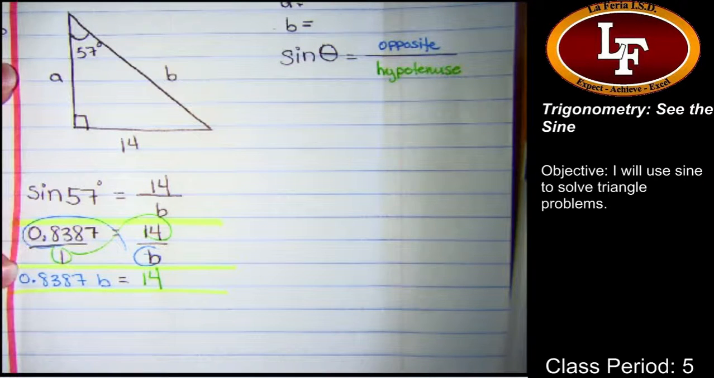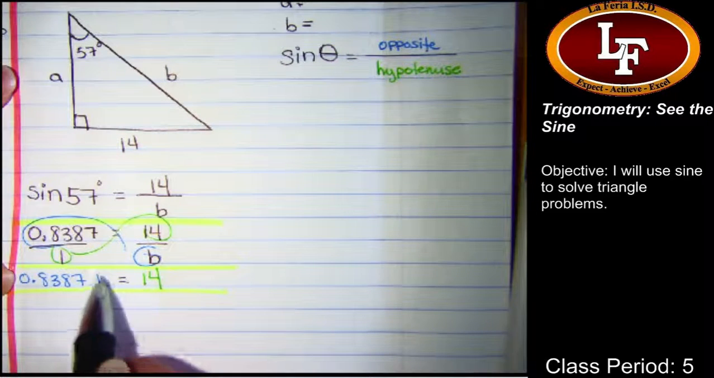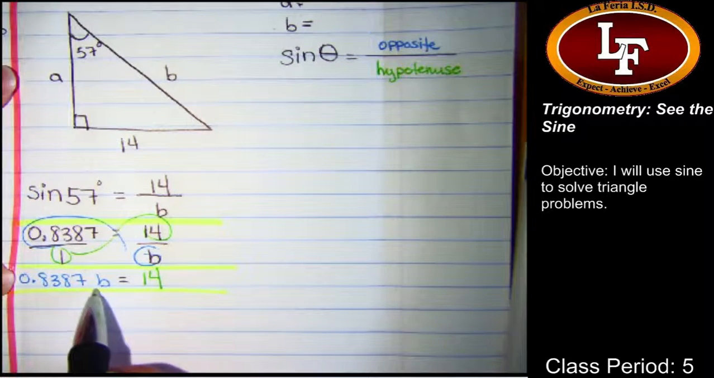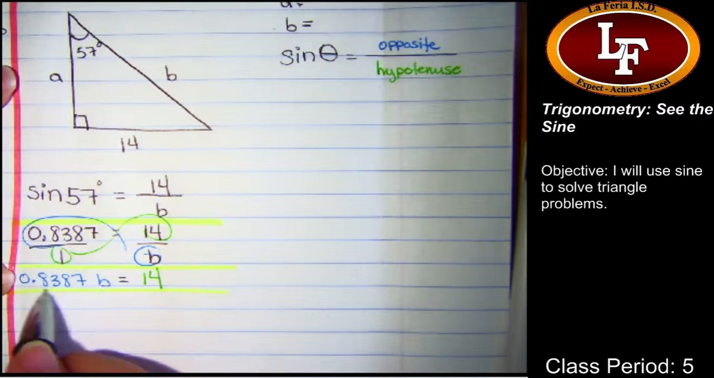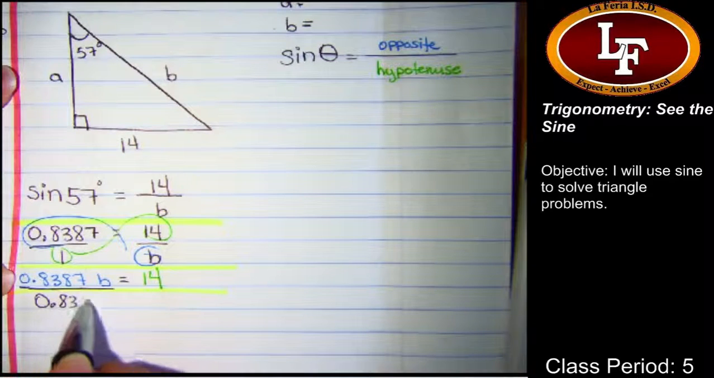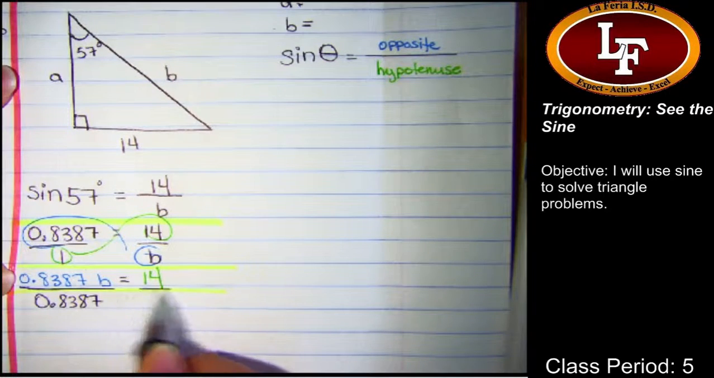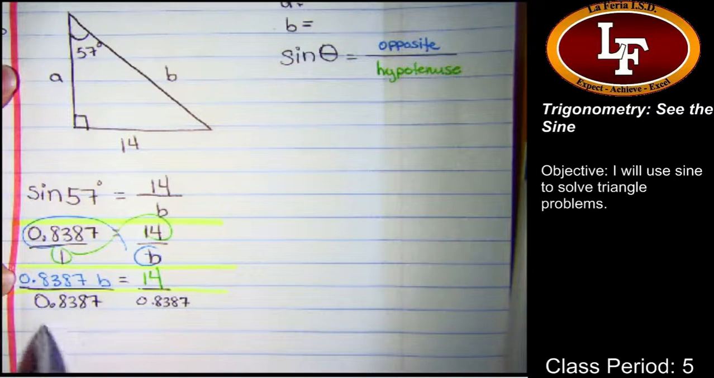Right here, we've done our cross multiplication, and now we're going to do the next thing, which you had said was divide. Yeah. Because what's happening here between this big decimal number and b? You've got to divide by 0.8387, because that is what's being multiplied to b, and I want to get b all by itself.